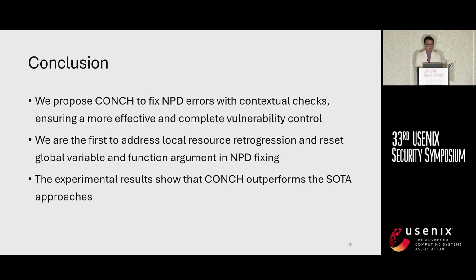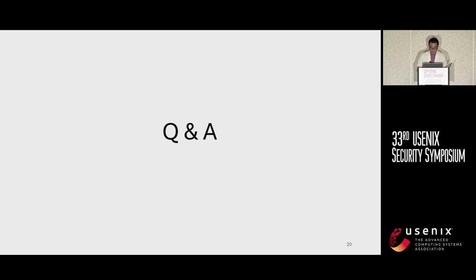Finally, in conclusion, we propose CONCH to fix NPD errors with contextual checks, and we are the first to address local resources reversion and reset global variable and function argument in NPD fixing. And our results show that CONCH can outperform the SOTA approaches. That's all for my presentation.